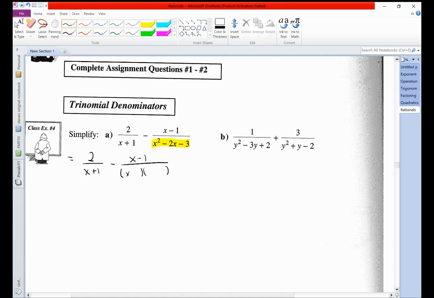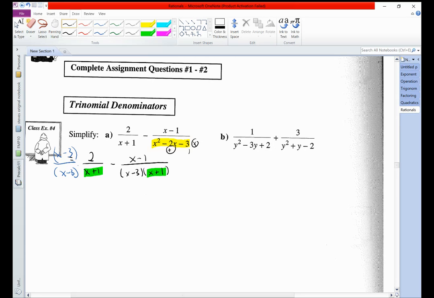So we're looking for two numbers that multiply to negative 3, multiply to negative 3, add to negative 2. So that'll be minus 3 plus 1. And you can see now that we have a binomial in common in the denominator. They both have an x plus 1. So in order to make this a common denominator, I just have to multiply this side by x minus 3, top and bottom.